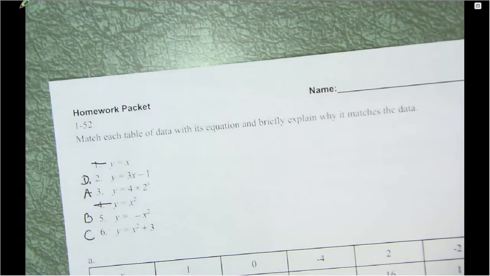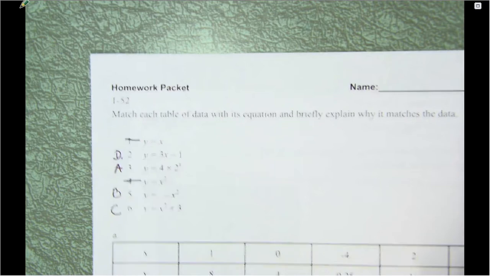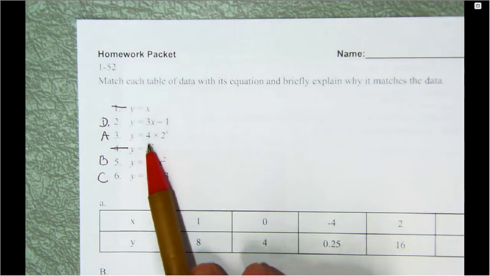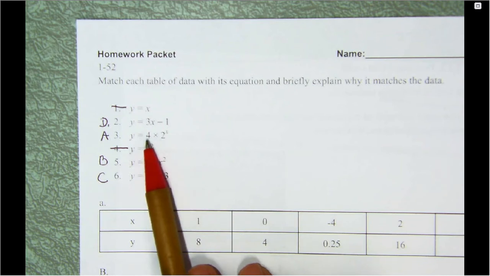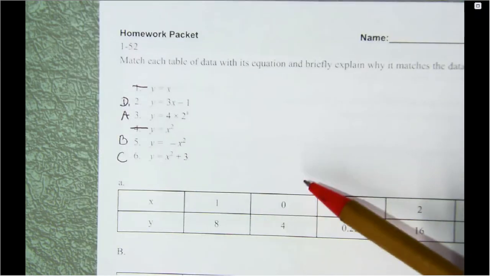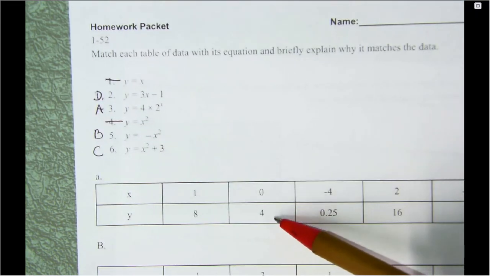So B was for D. A, this is exponential. We know this is a start and this is how it moves. So when x is 0, my table should have 4 for y. So when x is 0, 4 for y. Okay, this looks like it.